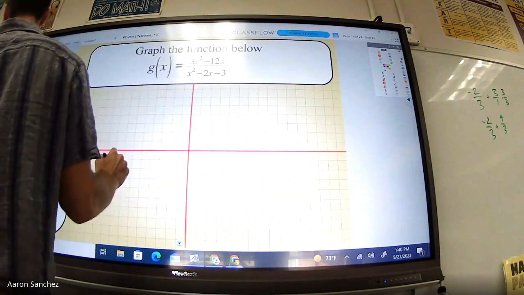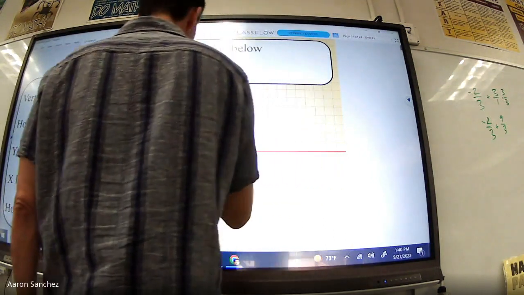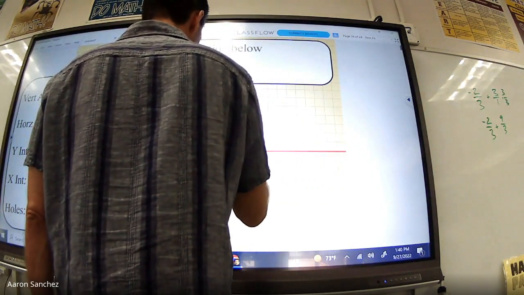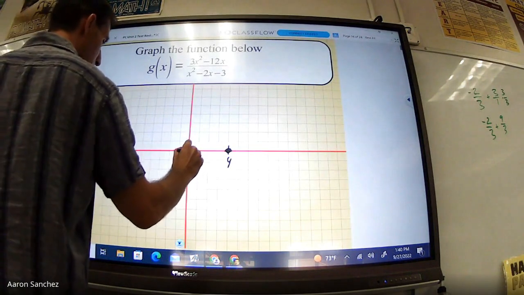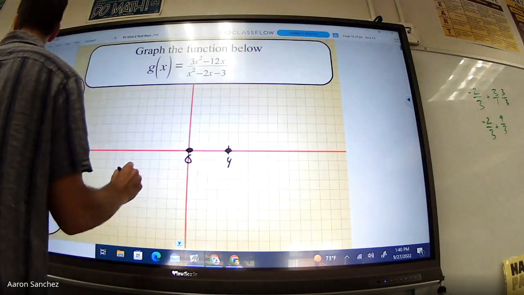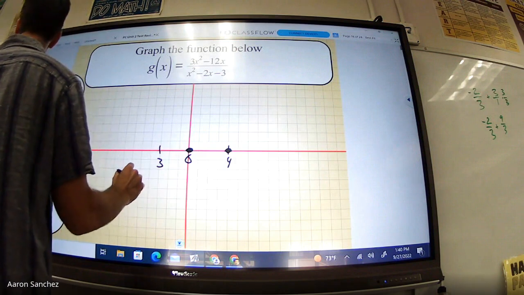So let's go ahead and graph it. I got 1, 2, 3, 4. 4 is my 0, so I put a point there. I got 0 as my 0, so I put a point there. I got 1, 2, 3 as an asymptote. Sorry.